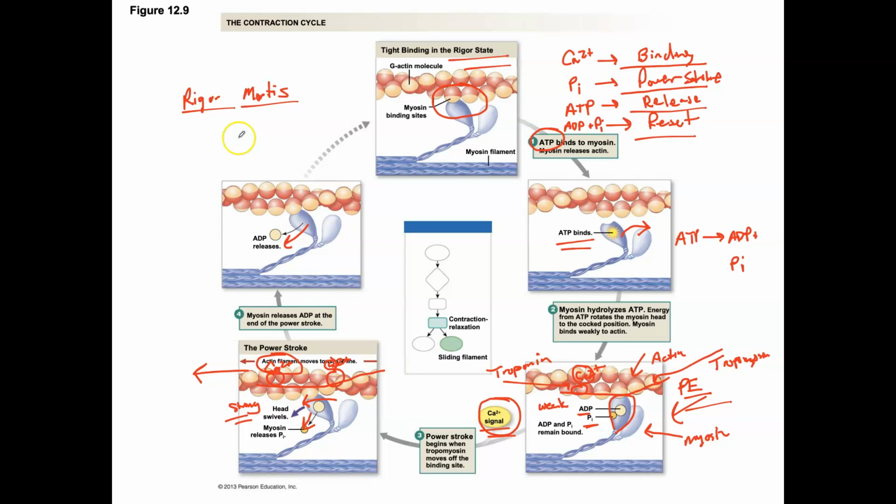Rigor mortis typically can last anywhere from 24 to 48 hours after death until the cells eventually begin to break down, and there's going to be muscle protein decay, and then eventually the rigor state will be broken, and then the musculature can go back to a flaccid state. So that is the contractile cycle, or the sliding filament theory. I hope that helps. Take care.